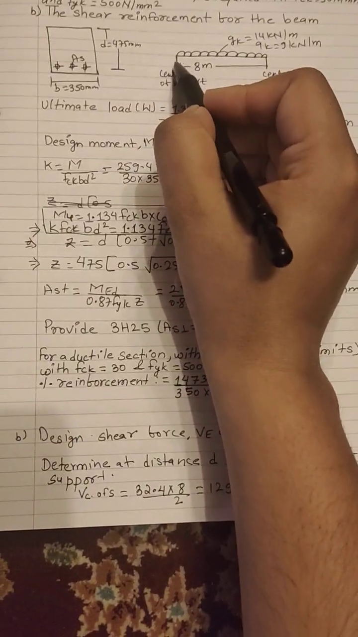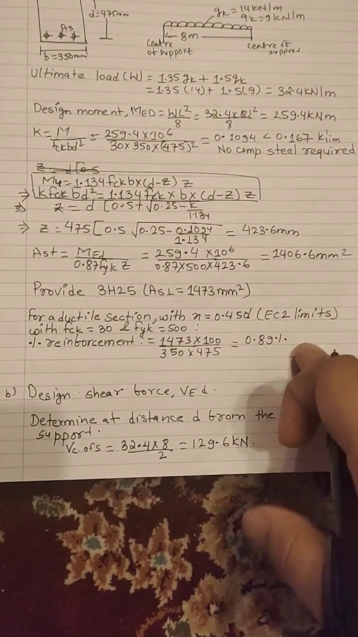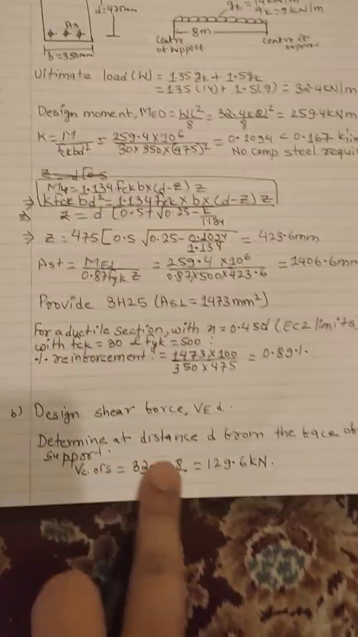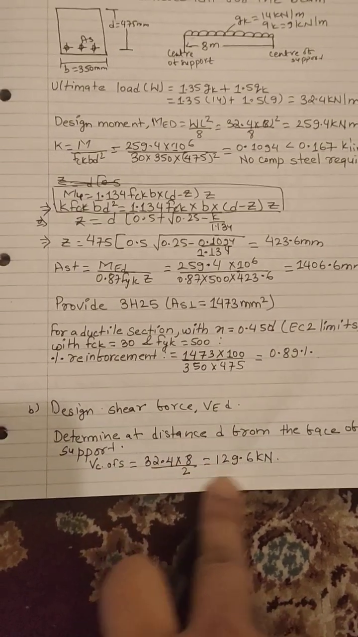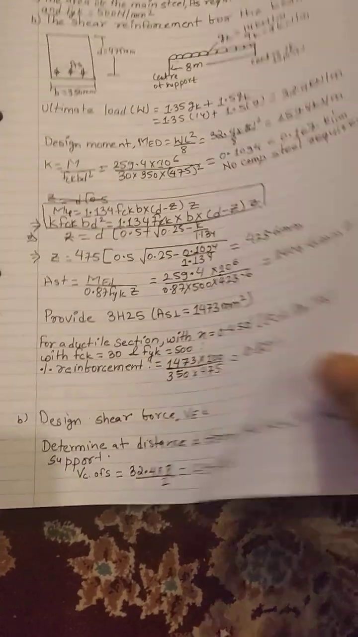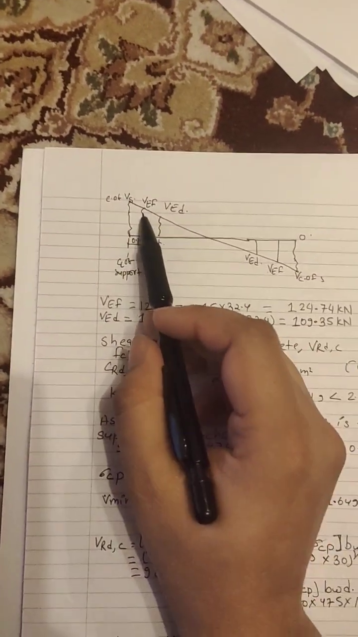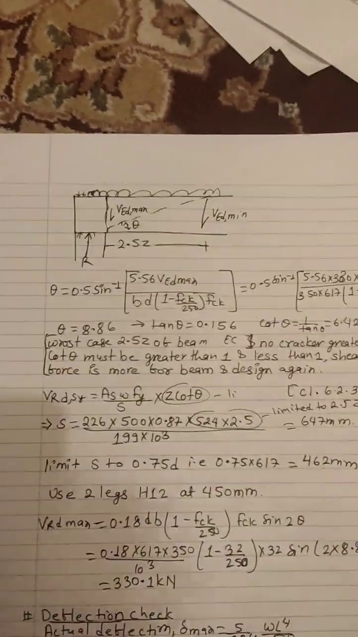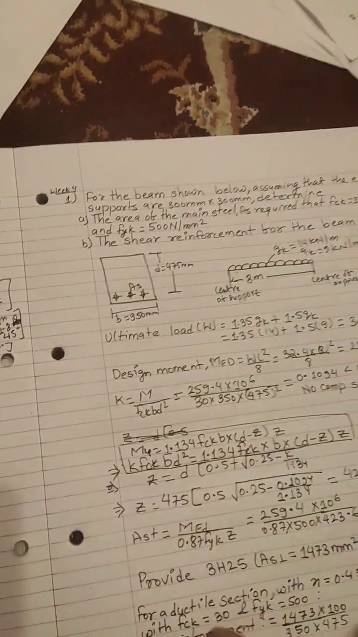From the support face it will be away from this side, which means we need to calculate the reinforcement. The reaction will be wL by 2, meaning 32.4 into 8 by 2, 129.6 kN, and these are the diagrams. And we are going to calculate the VEd, which is in the support. We have 300 mm in the support, so we got 129.6.